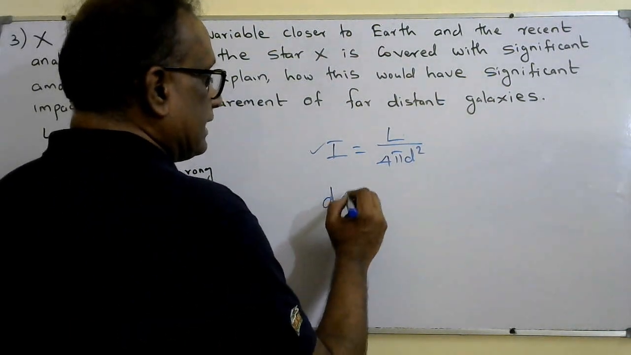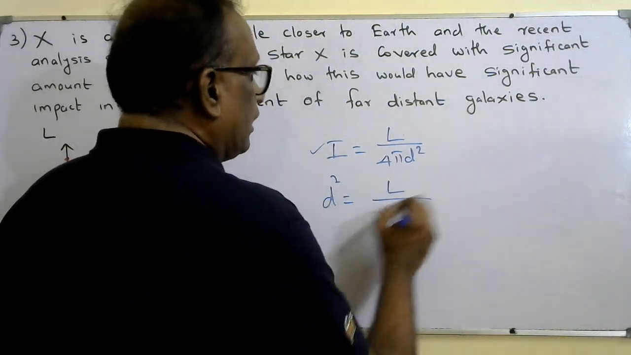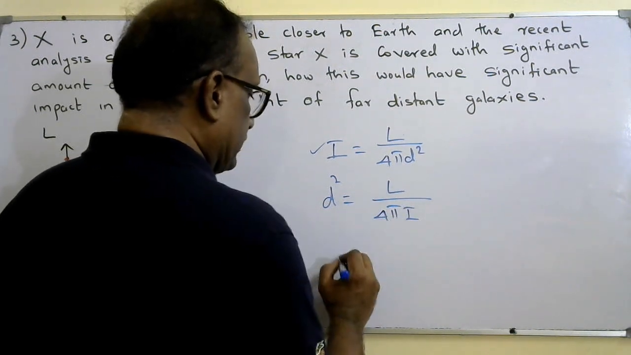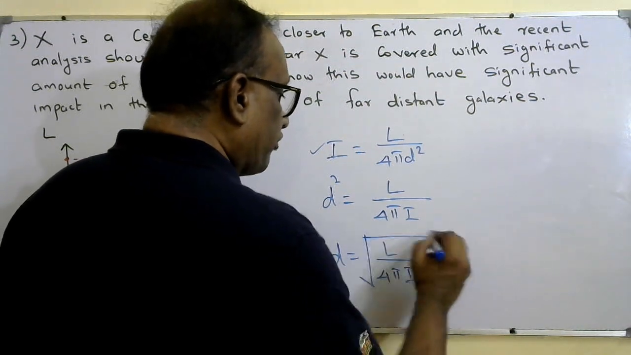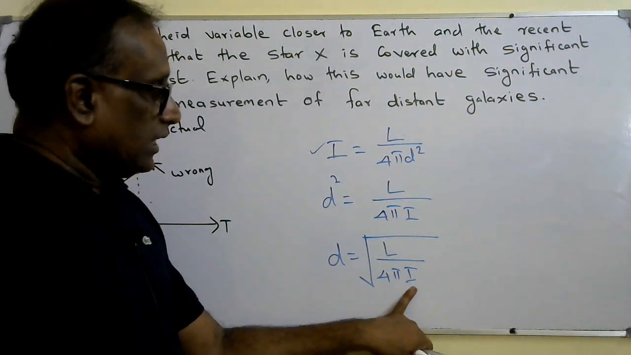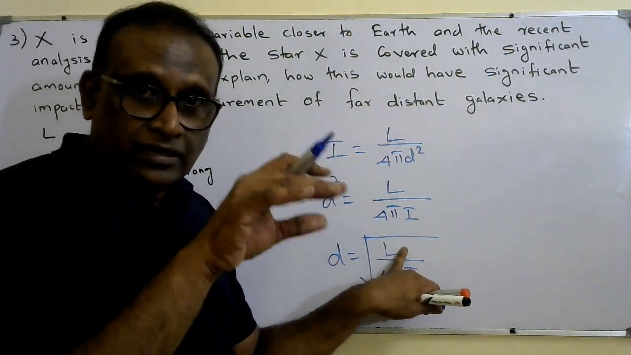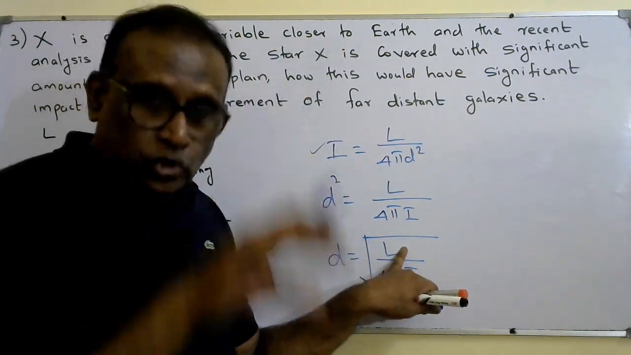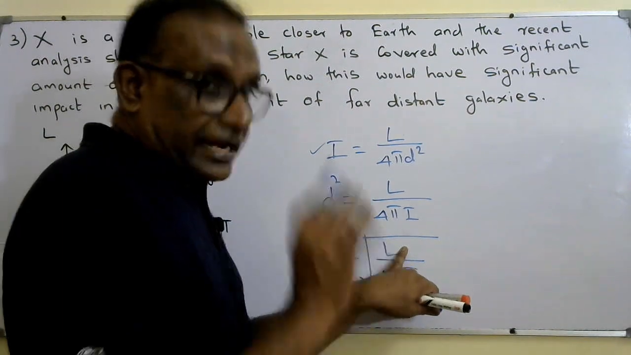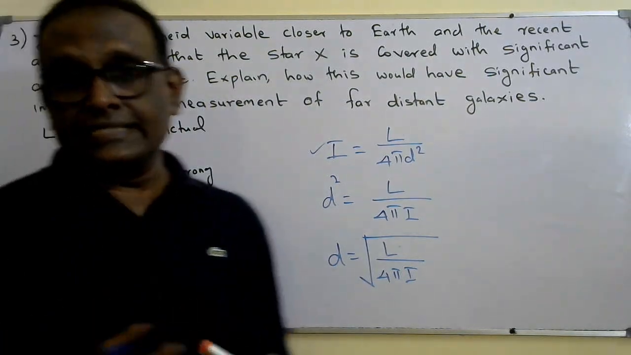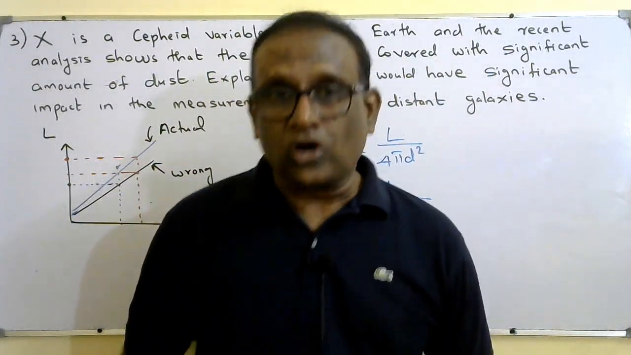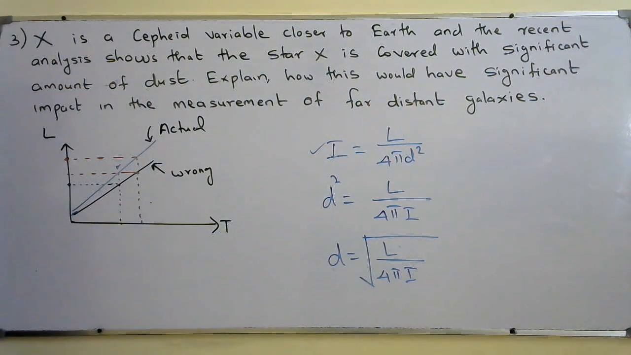So d squared is equal to L over 4 pi I. So d is going to be the square root of L over 4 pi I. For a far distant galaxy, I has no change. Now luminosity, we used wrong data earlier. We thought that was correct, but we know there is dust covering it. So the actual luminosity of the far distant Cepheid variable is greater. So the distance of far distant galaxies will become greater than what we thought earlier. That's the answer.